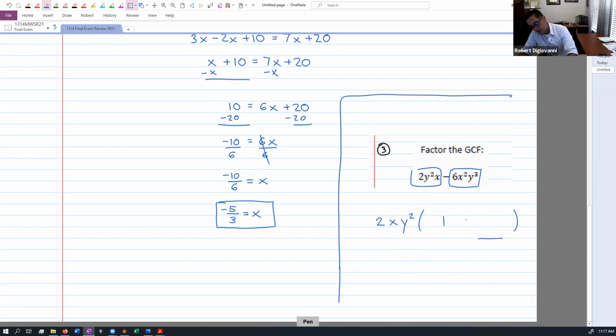Then comes a minus sign. And then now I need to turn the 2 into a 6, so I'll need a 3. The x has to become an x squared, so I need an x. And the y squared has to become a y cubed, so I also need a y. There it is.